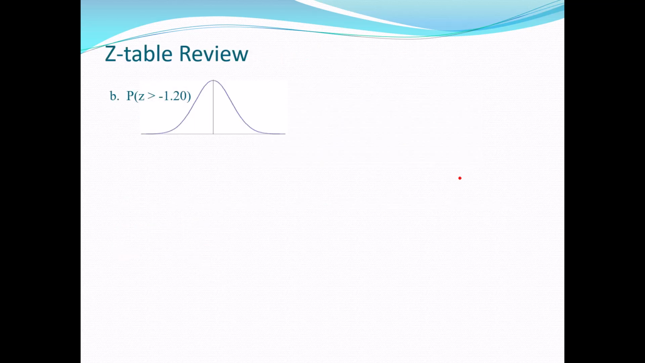As we go through this, however, I'm going to show you the traditional techniques where we change normals into standard normals, and then I'll show you how to solve them using Excel functions as well. And in order to do that, let's start with a little review of our z distribution or z table. So here I have a probability where I want to find the probability z is greater than negative 1.20.